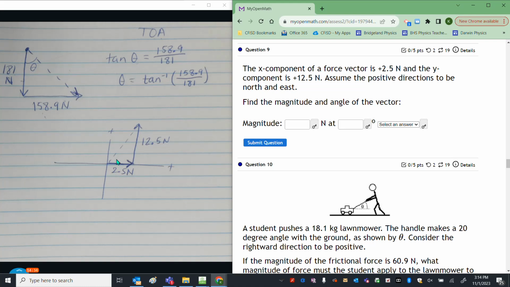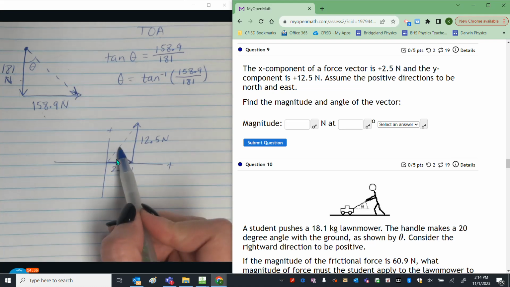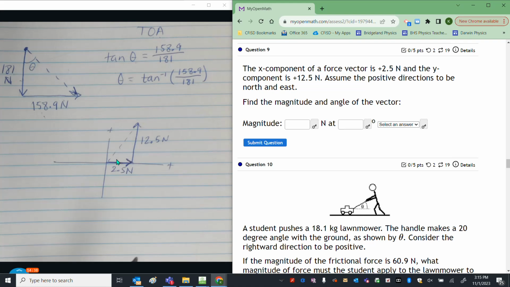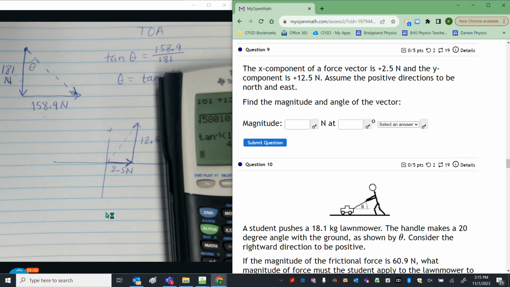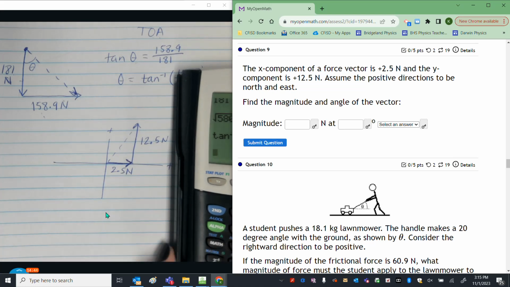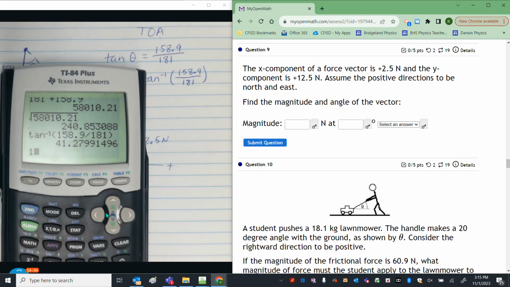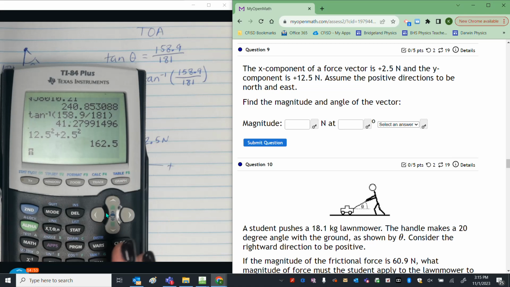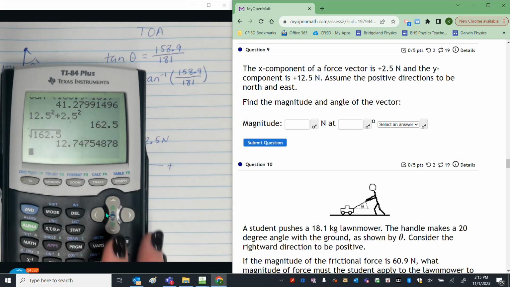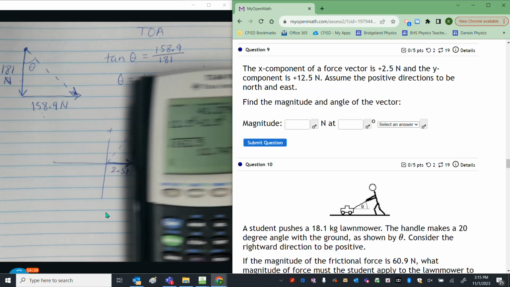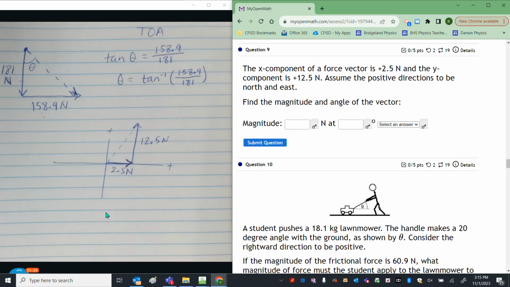So we're going to determine the magnitude of this the same way we did this one, Pythagorean theorem, a squared plus b squared equals c squared. Okay, and I'm going to use my 12.5 and my 2.5. So let's do that. 12.5 squared plus 2.5 squared, and again, that needs to be the square root because that's c squared. So square root of that value, and that is my hypotenuse. 12.75, if I round that, would be the magnitude.